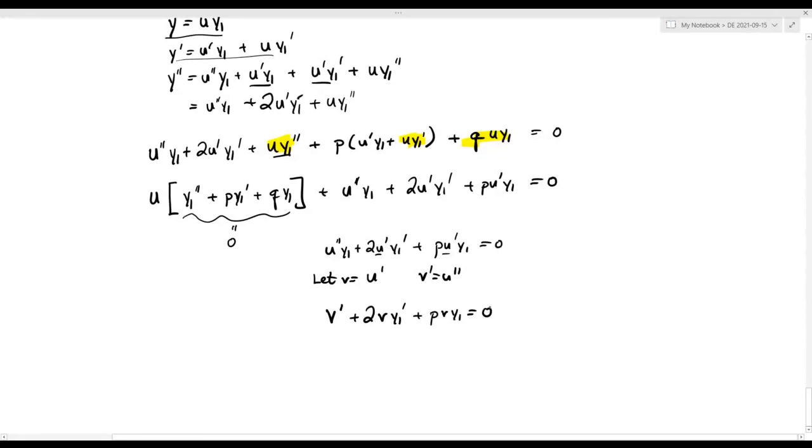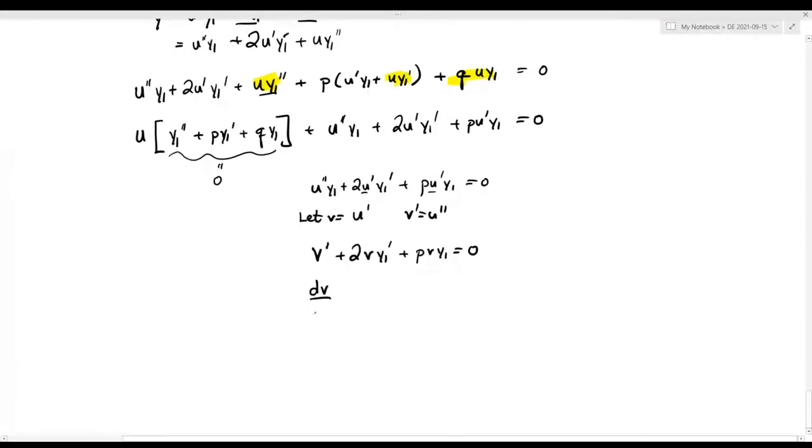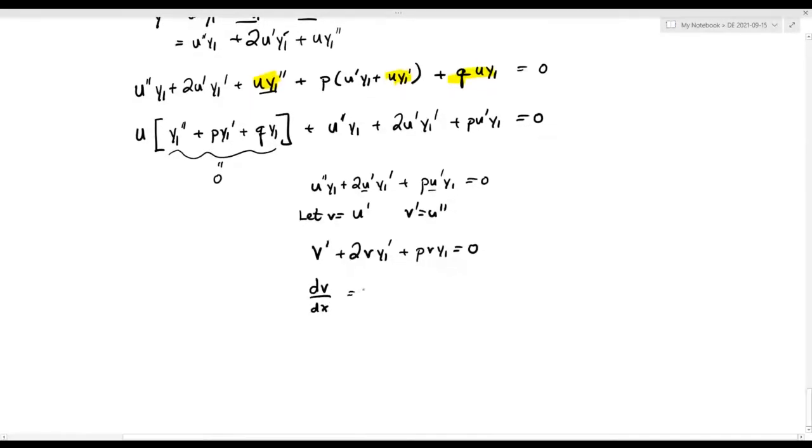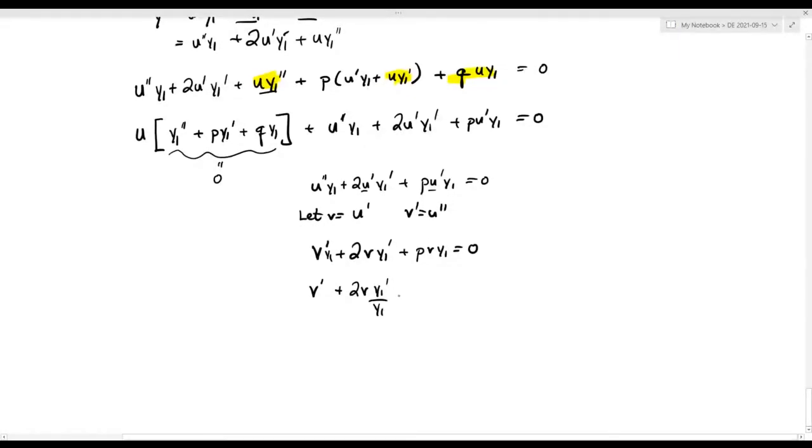So we reduce this to a first order differential equation, and it turns out to be separable. So v prime, we're going to write as the derivative of v with respect to the independent variable, let's say x. We can move everything over. Oh, I forgot y1. Okay, so let's first divide, assuming y1 is not 0. Let's just divide everything by y1. And then this is actually separable.